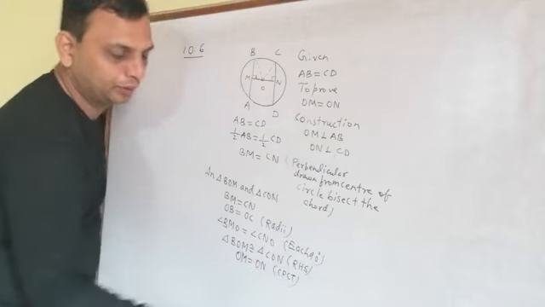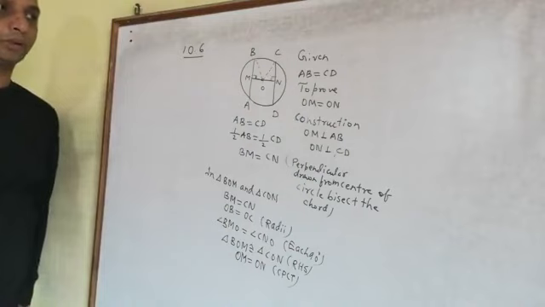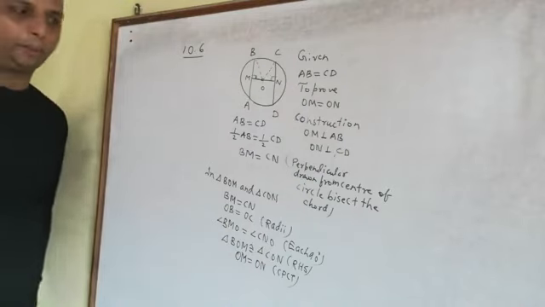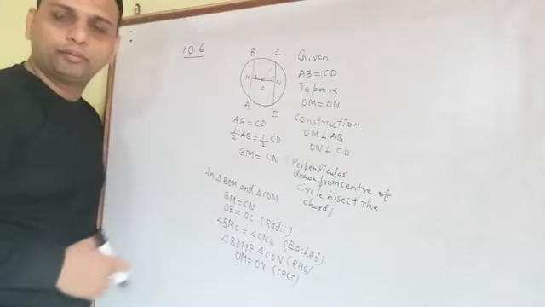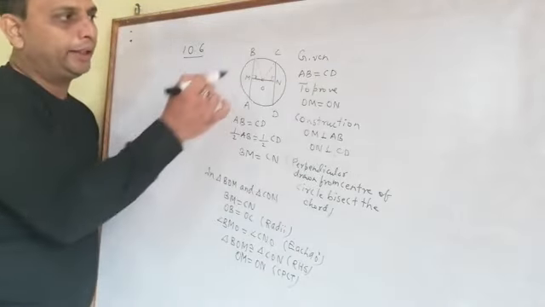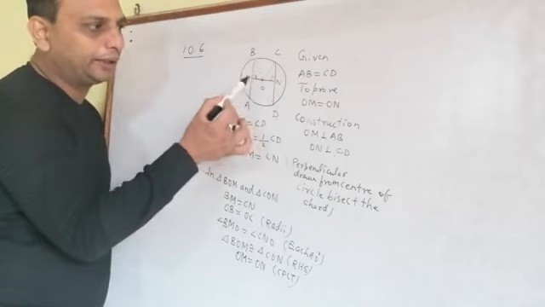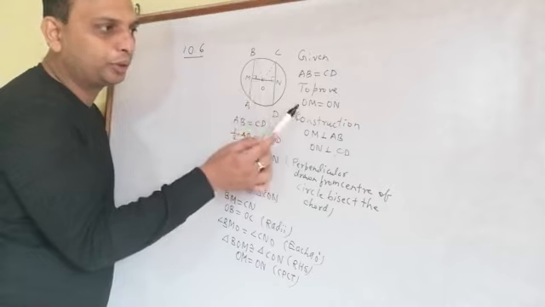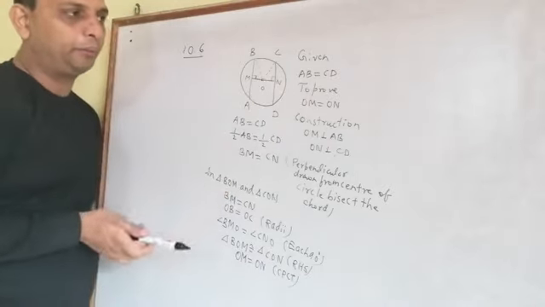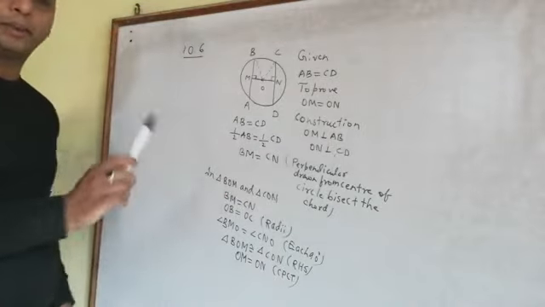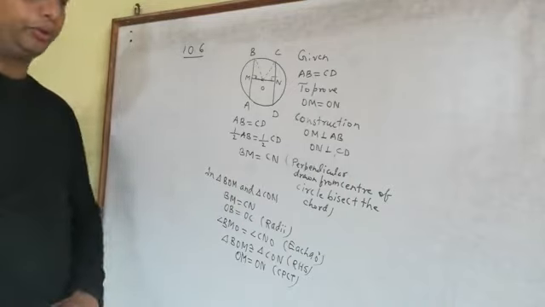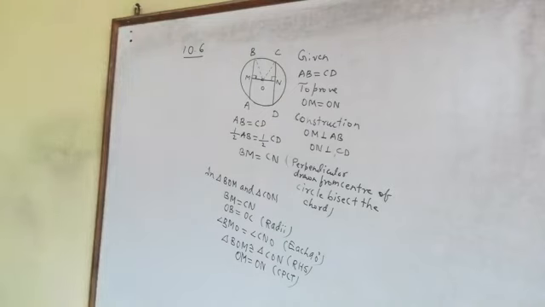So this you have to prove: if the chords are equal, then their distances from the center will be equal. And the other theorem is the converse of this one. If the distance from the center to the chords, that means OM is equal to ON, then the chords will become equal. So this is the 10.6 theorem, and 10.7 is just the converse. I think we have to use these theorems in solving the questions. Now we'll see the exercise question 10.4, the first one.